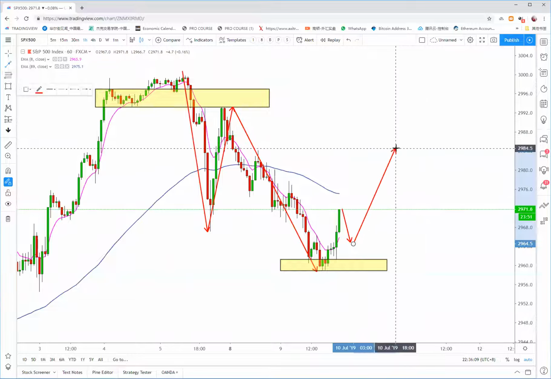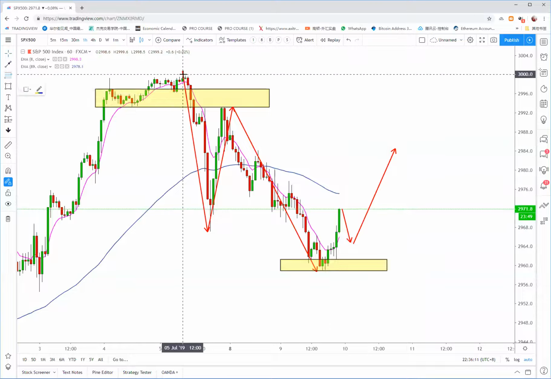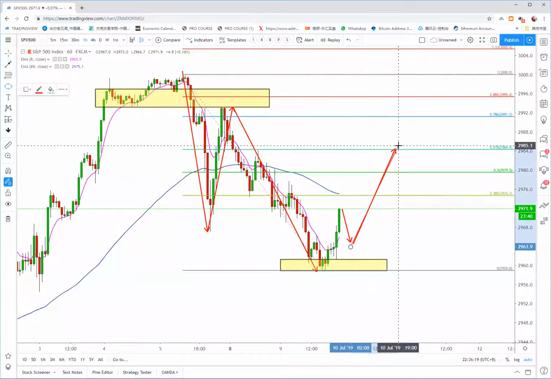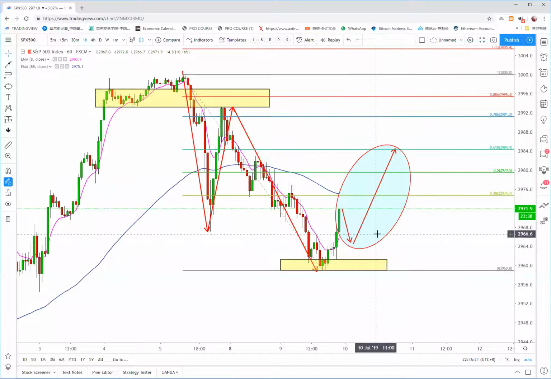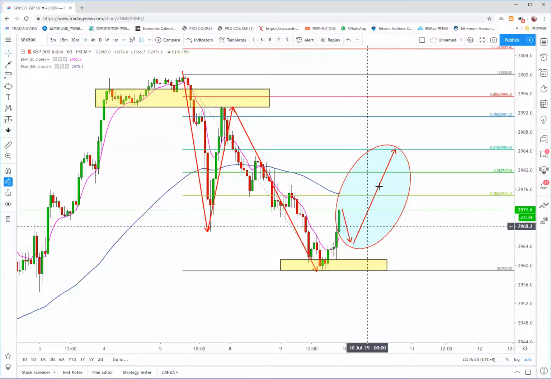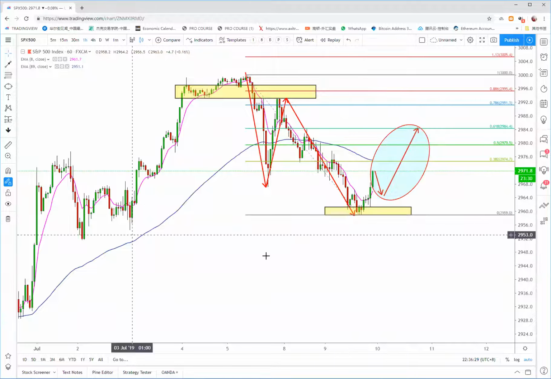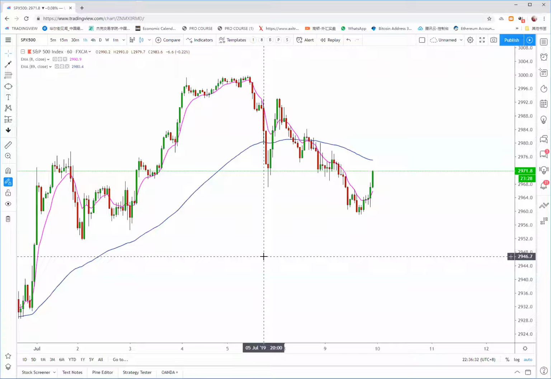It may have another rally to 618 at least, which is 2984, somewhere here. So try to capture this potential move. That's your target. That's your task. Find a pullback to buy the S&P and aim for 2984. Questions? If no more questions, I think we're going to end here, because we have already covered most of the products.